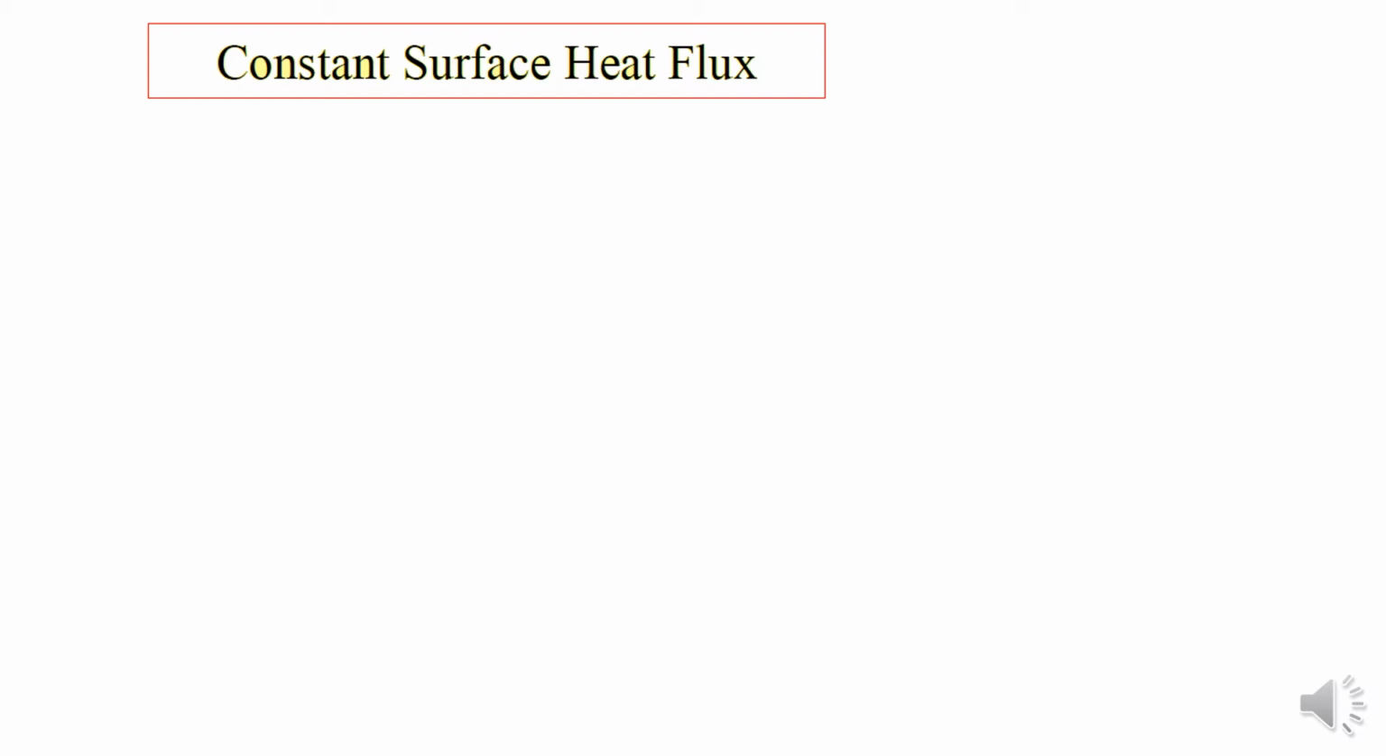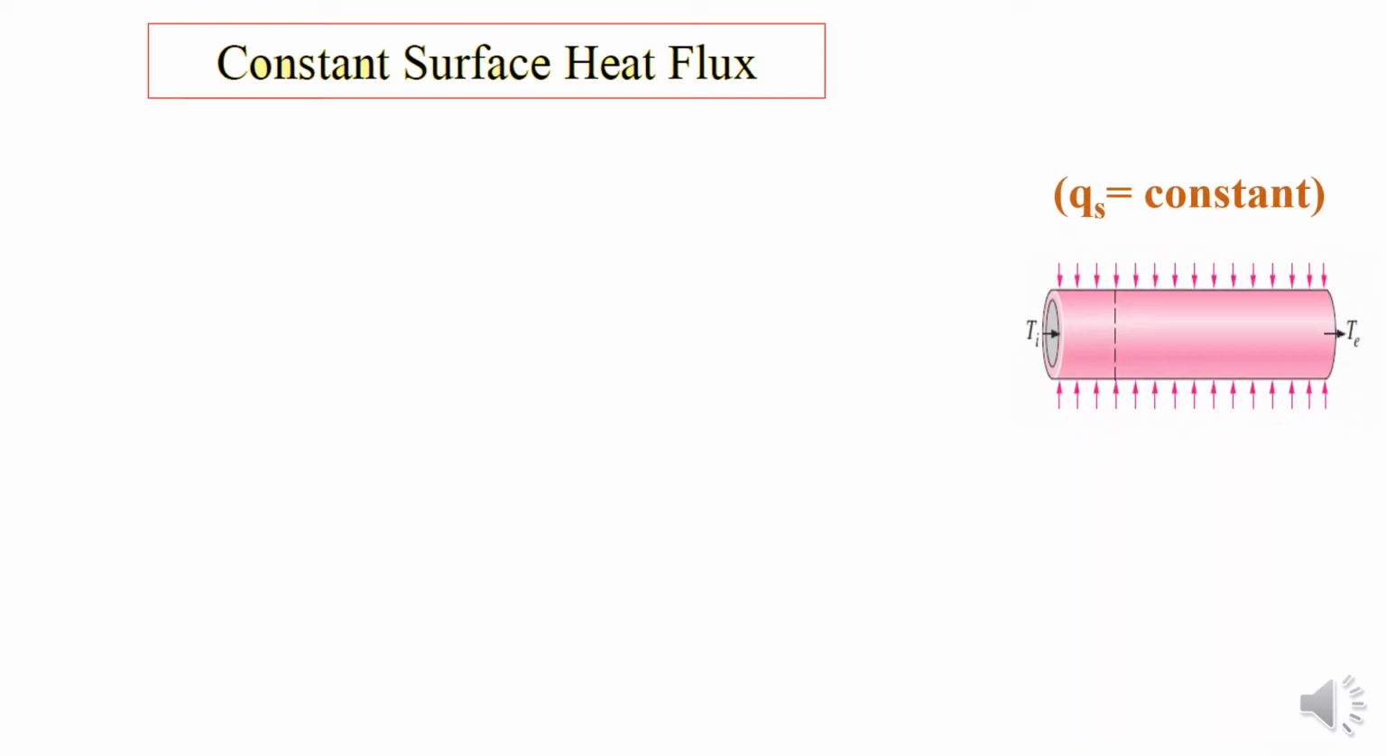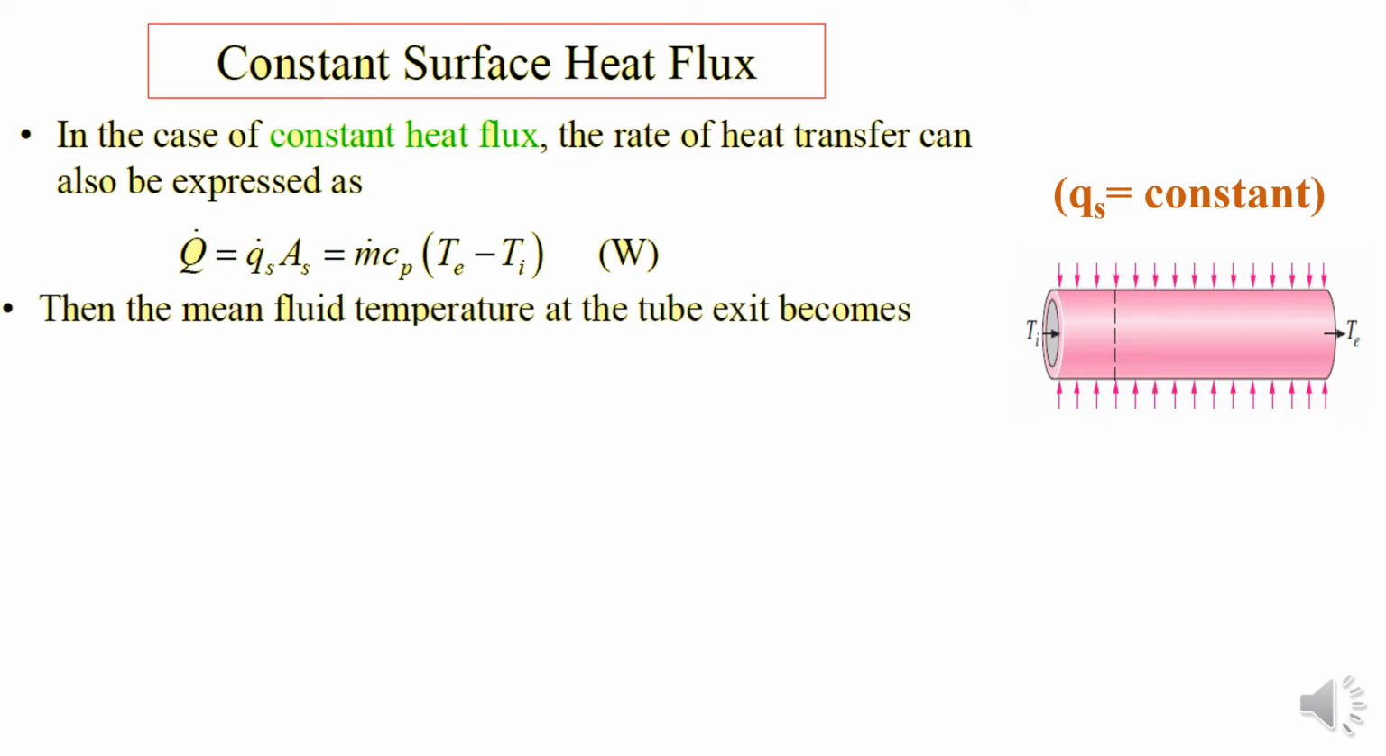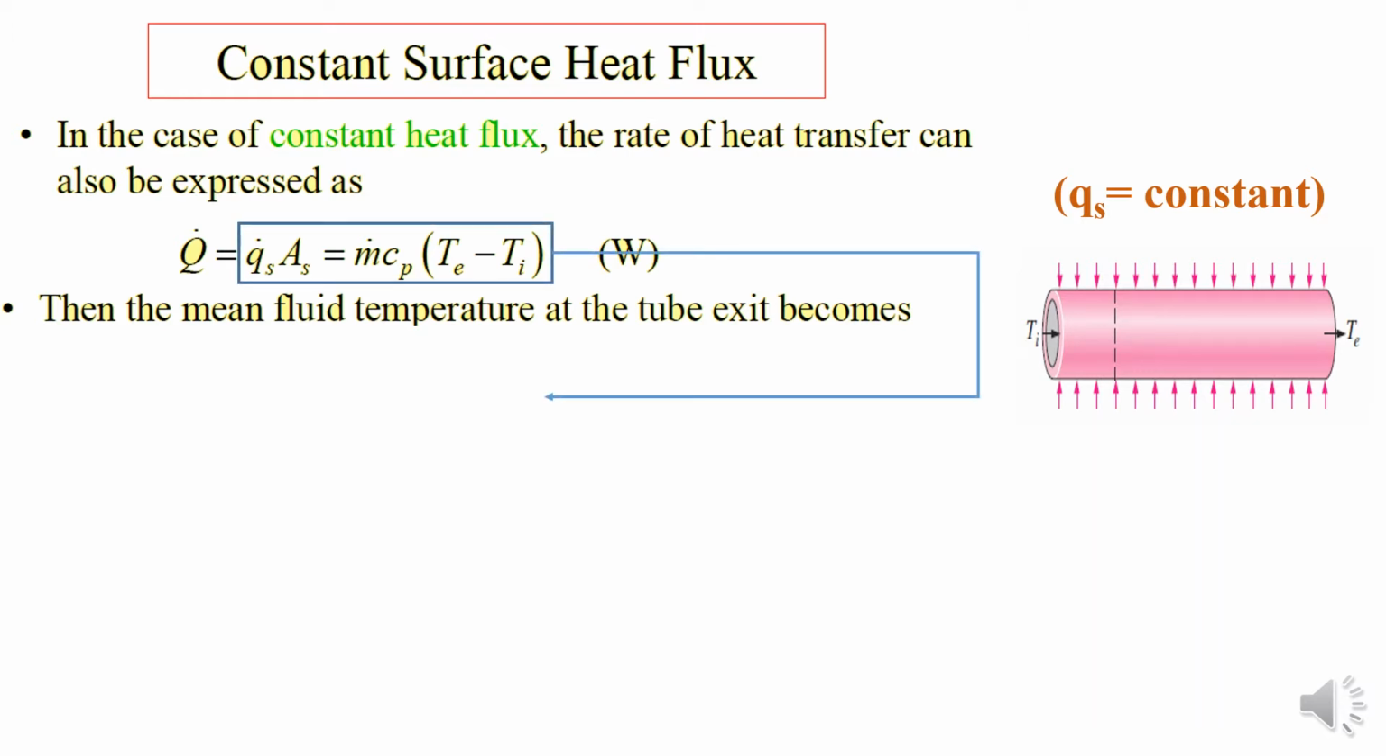Constant surface heat flux, Qs equal to constant, as the boundary condition, as I show you in the figure on your right hand side. In the case of constant heat flux, the rate of heat transfer can also be expressed as this equation, which we get from the conservation of energy equation for steady flow, which I already showed you in the previous slide. Then the mean fluid temperature at the tube exit becomes, from the equation which I put in the blue rectangle, you can rearrange it to be the exit temperature of the fluid, which I put in the red rectangle. So this is the exit temperature of the fluid.